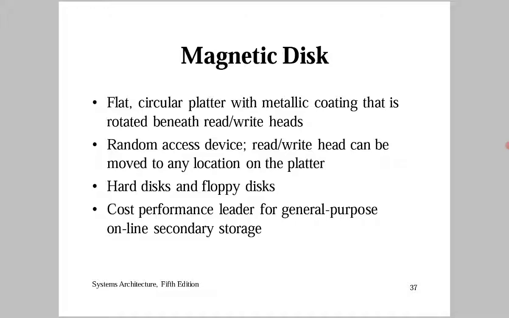Hard disks and floppy disks contain magnetic disks. That is, in a hard disk or a floppy disk we use this magnetic disk. In a hard disk, a pack is a collection of magnetic disks. Also, the floppy disk is nothing but a small square sized device which is generally used to read 1.44 MB, and a general cost performance leader for general purpose online secondary storage.